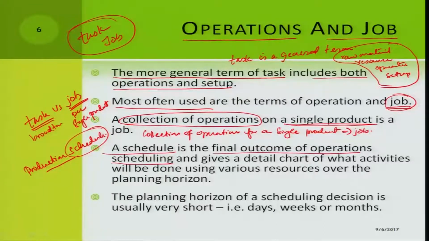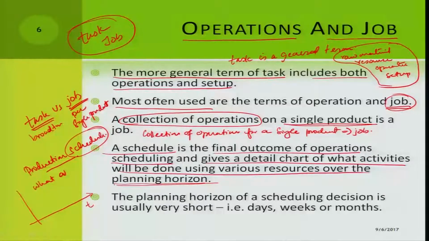It gives a detailed chart of what activities will be done using various resources over the planning horizon. So here comes the word planning horizon. If you have a time period T, and you determine what all operations will be done using which all resources, and you make a detailed chart of it, then that becomes a schedule.